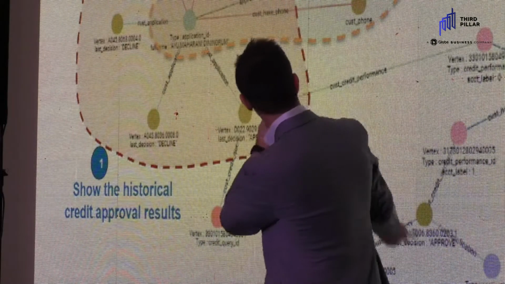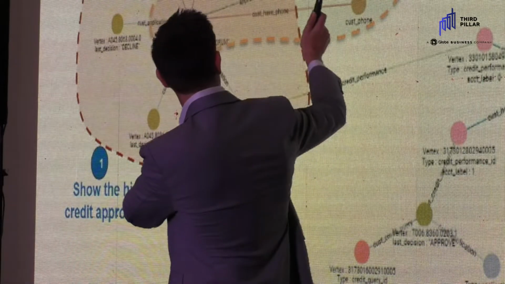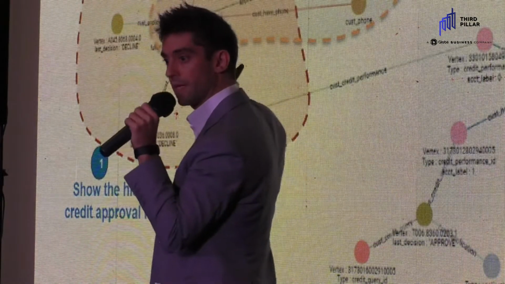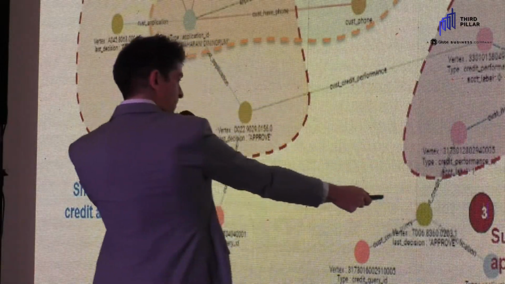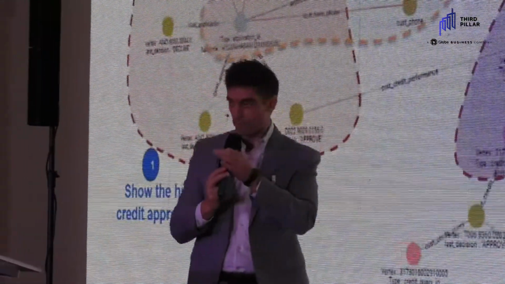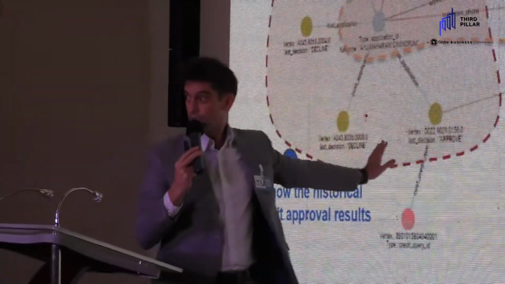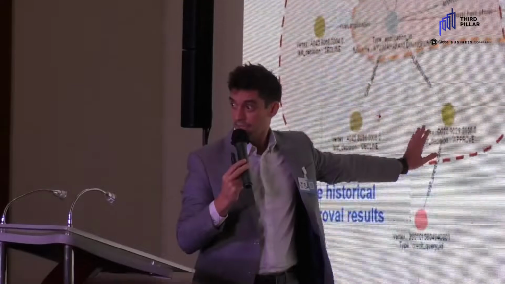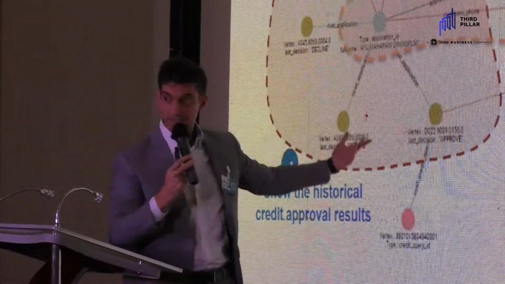We can identify that the application is sharing an IP address and phone number with another previous application that was declined. Why was it declined? Because we can confirm that it showed some suspicious behavior after credit had been approved. It's a first payment default. So far, in your relational database, you can only get to here. When you have graph, you keep on going through the network, and this is real time.